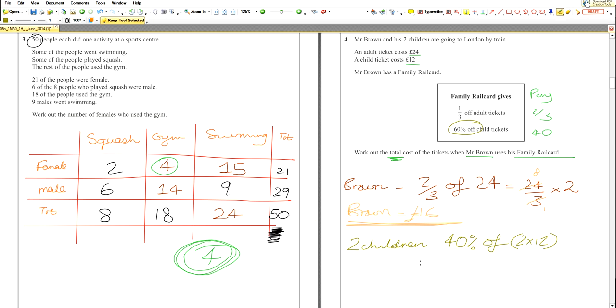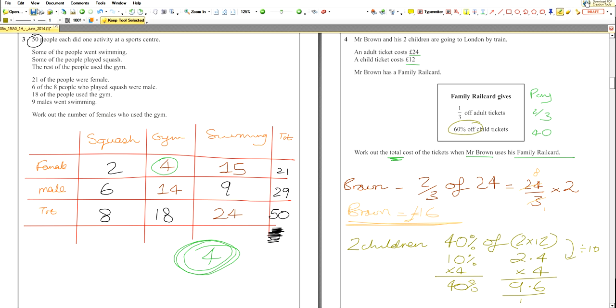Right. Give me the technique for how would you go about working out 40% of something? What would you do first, second, third? Work out 10%. So if you want to work out 10% of 24, what we do, we divide by 10. Lovely, because 10% means 1/10. So 10% of 24 will give us 2.4. And then how do you get from the 10% up to 40? Times by 4. 10 times by 4 is 40. And 2.4 times by 4 will give us 9.60.